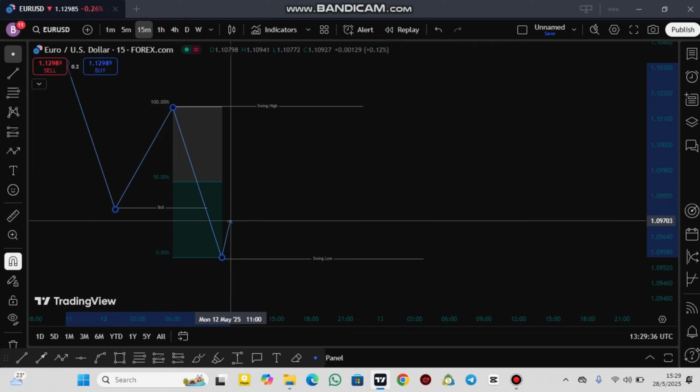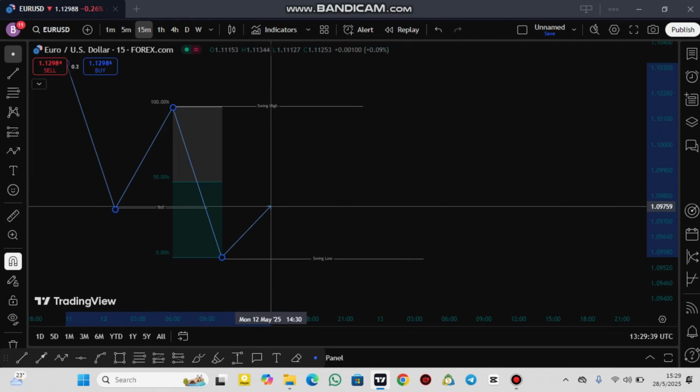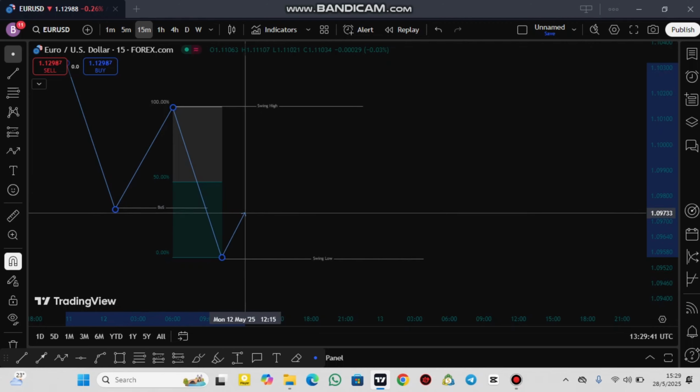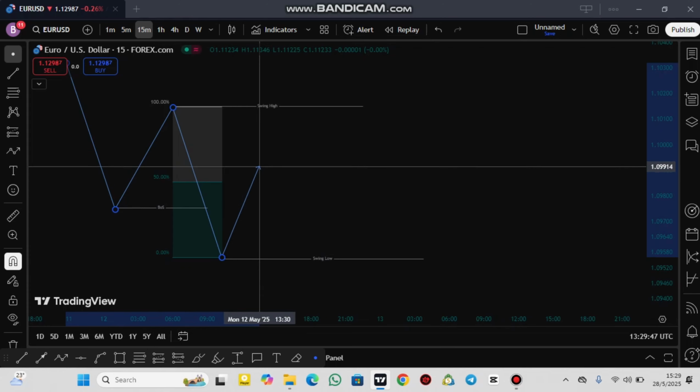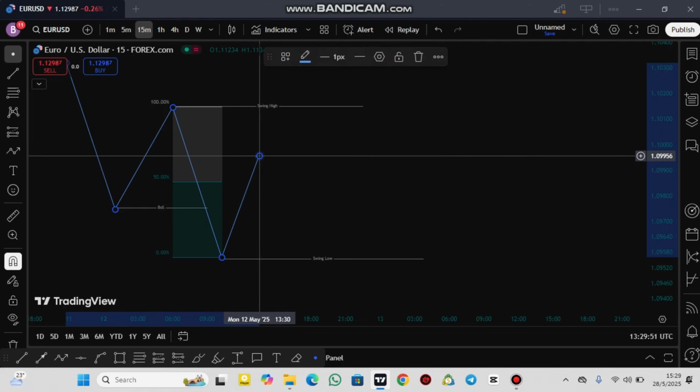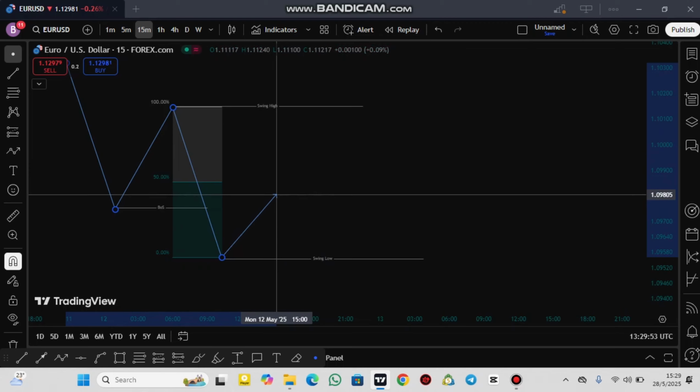If you get any realignment below the 50% inside the discount, those realignments are most probably going to be fake. So you want to wait for price to come up from the 50% into the premium zone, and then after price gets into the premium zone, you want to wait for that realignment and then sell the market.